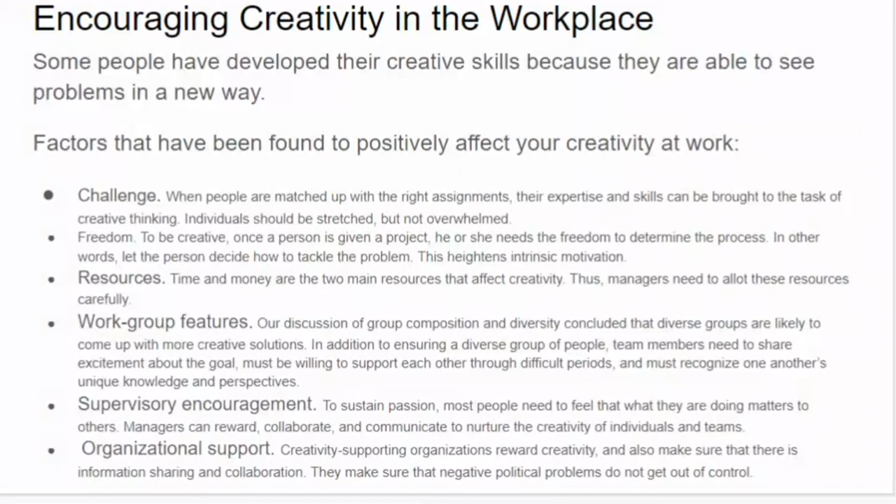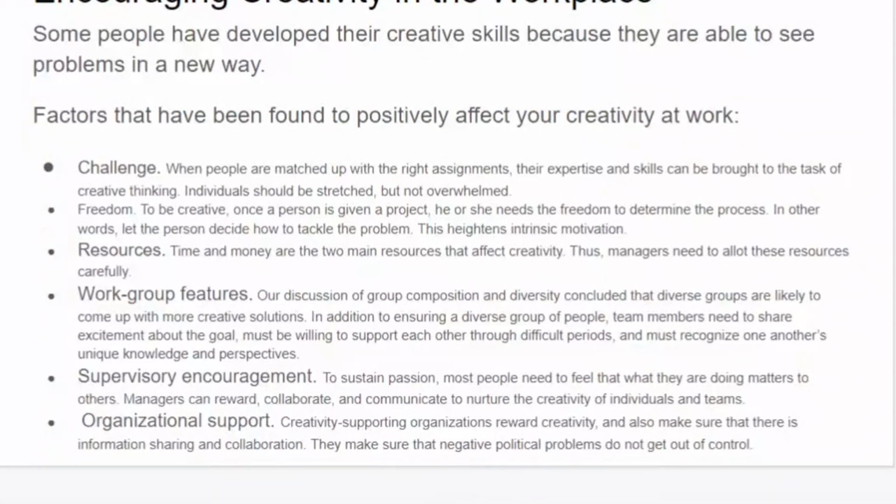We also need supervisory encouragement to sustain passion. Most people need to feel that what they're doing matters. Managers can reward, collaborate, and communicate, and nurture creativity in groups. And not only the managers, but the organization needs to support it. Creativity helps when the supporting organizations reward the creativity and make sure that negative political problems don't get out of control.